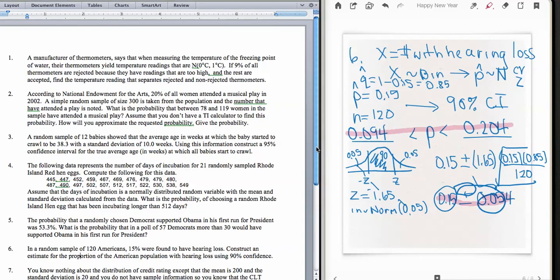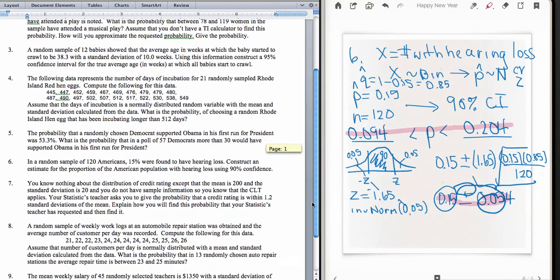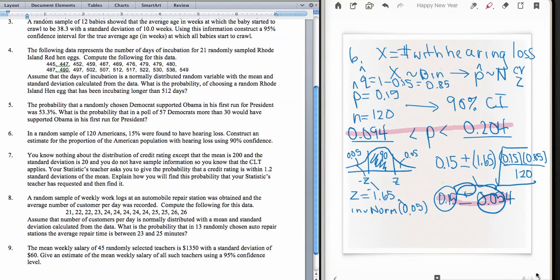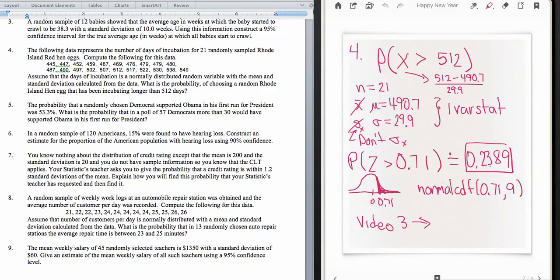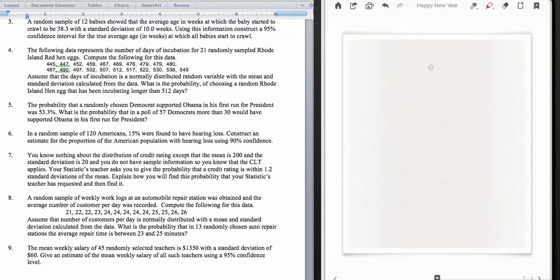All right, now we're going to go down and we're going to do problems 7, 8, and 9, or we're going to get as much of it done as possible. Probably this video I'm only going to get 7 done.